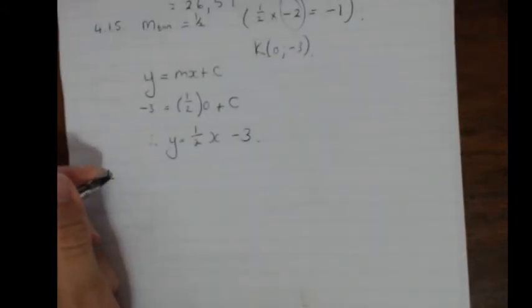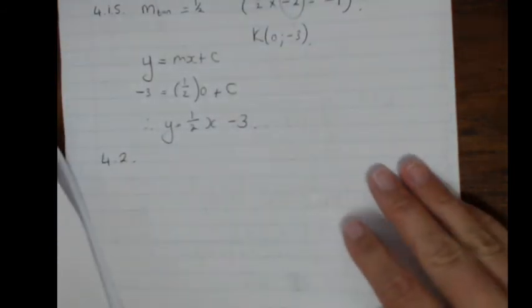Question 4.2 says, determine the values of t such that the line y is equal to half x plus t cuts the circle at two different points. Okay, now you see this is the same gradient, and values of t, I know that that line there is a half x plus, what was that equation?